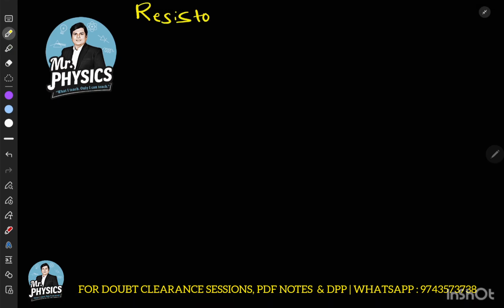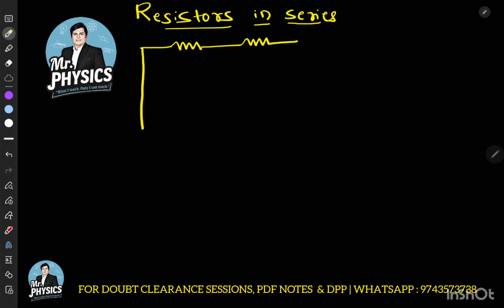Resistors in series. A resistor is a device which provides a known value of resistance. Here, resistors are said to be connected in series if they are connected end to end, and they are connected across a battery.